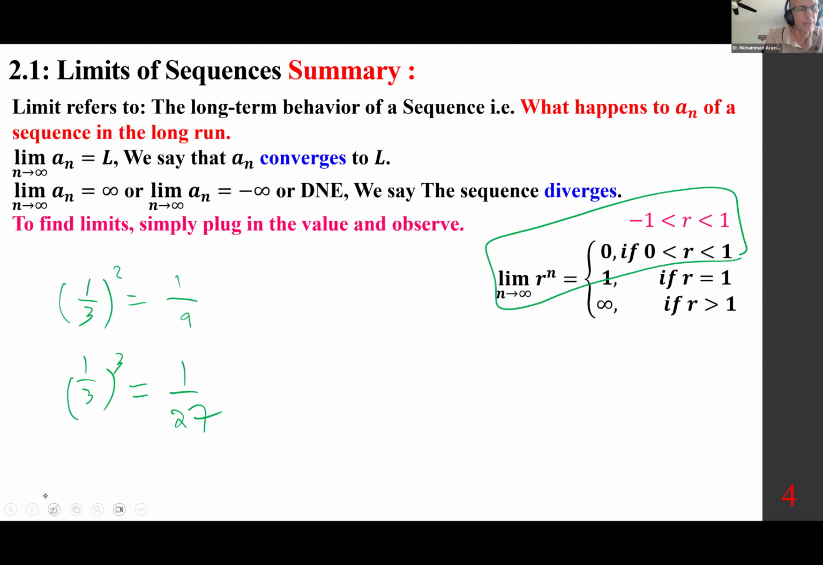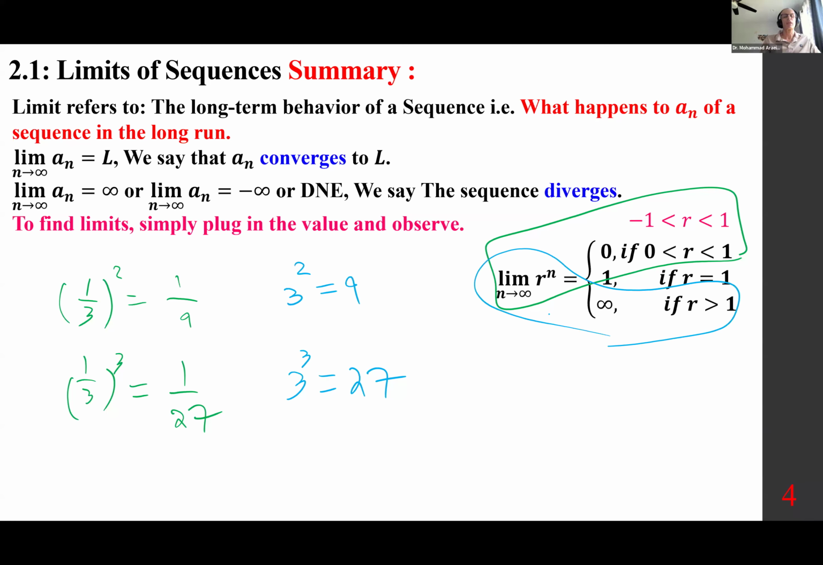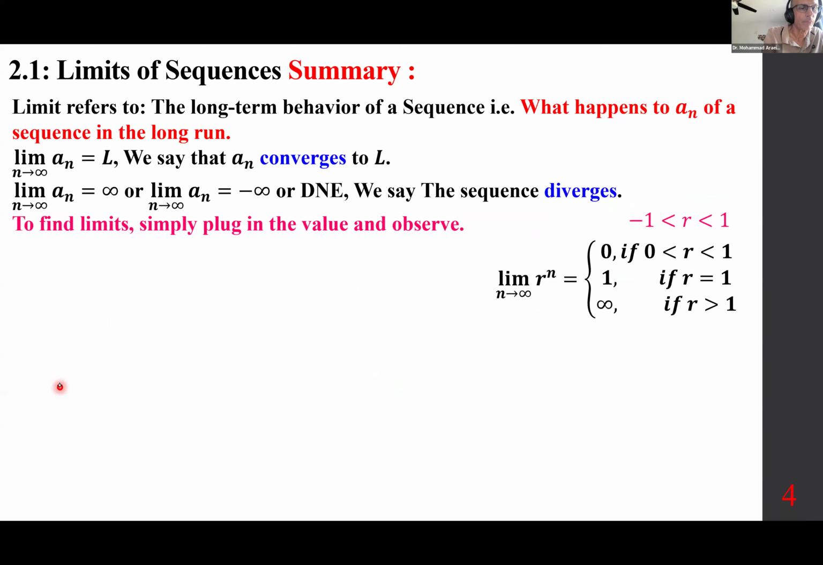On the other hand, if I have 3 and square it, it becomes larger, 9, and cube it, it's even larger. We are looking at this part. That's easily verifiable with just a couple of examples. The limit of 1 over n to the power of p equals 0 as long as p is positive. That's one of the theorems.